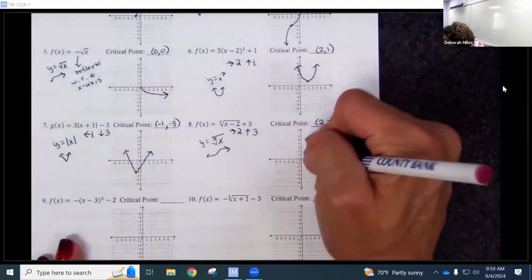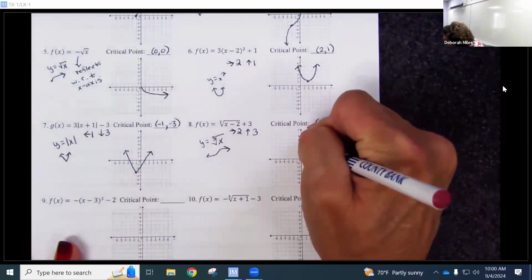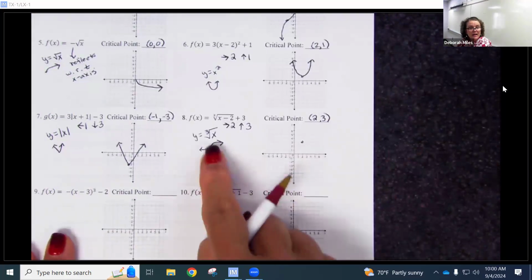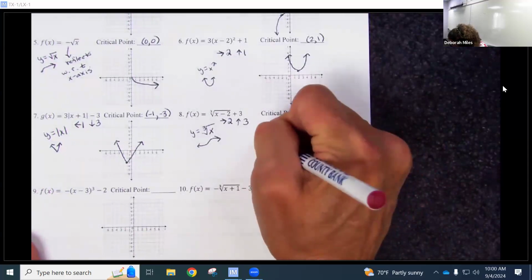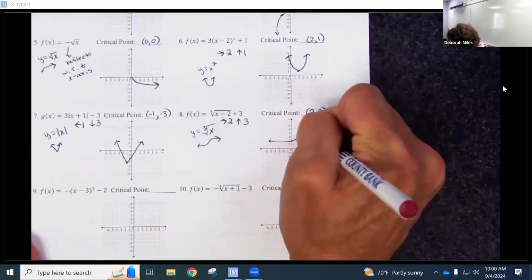All right, back to number 8. 2, 3 is right here. And that's the horizontal snake's belly button. Don't tell my husband I said that.